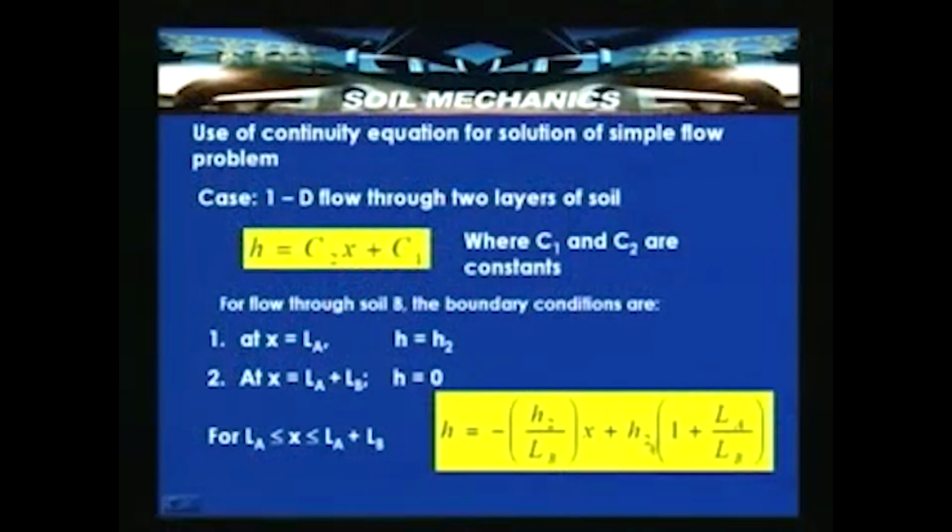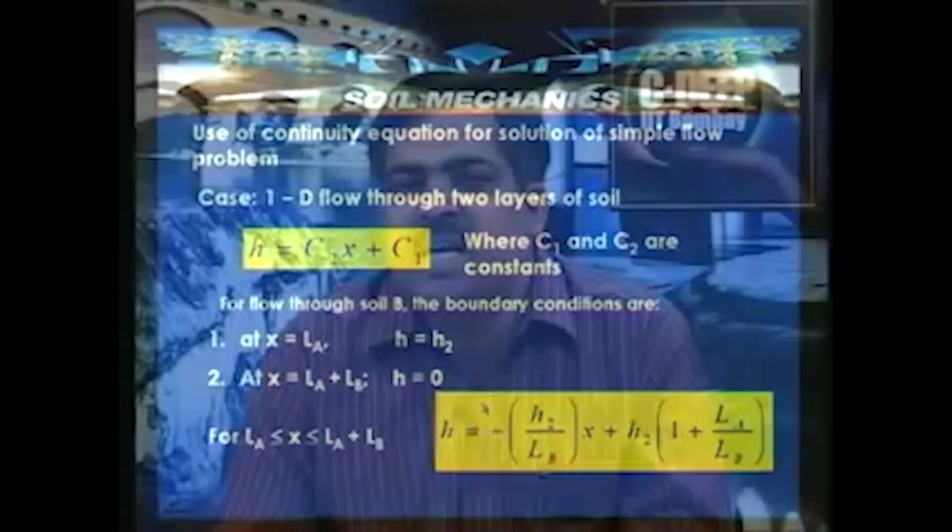Now substituting and solving for the boundary conditions, for x ranging from LA to LA plus LB, we get h is equal to minus H2 by LB x plus H2 into 1 plus LA by LB. So, this is for the region of flow through soil B. This is valid from distance LA to LA plus LB, that is, the right hand side end of the container under consideration.